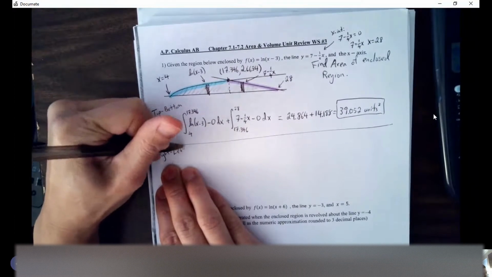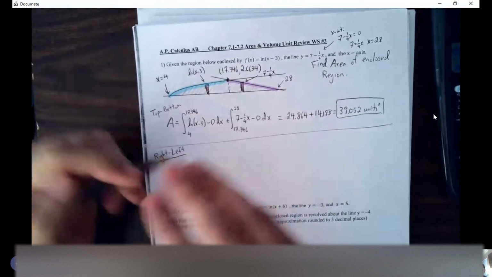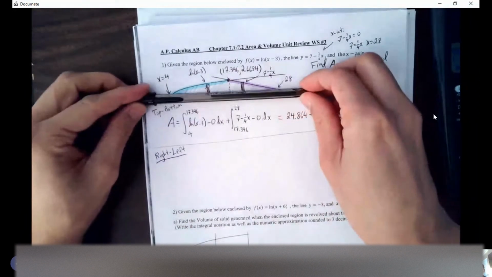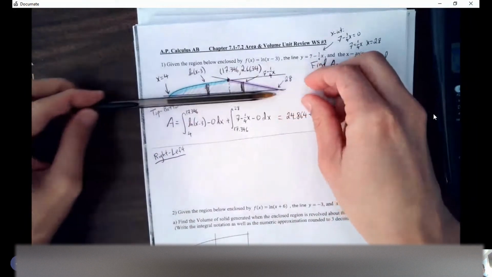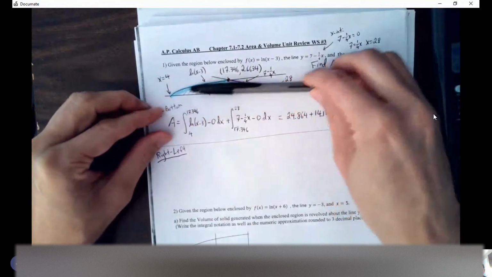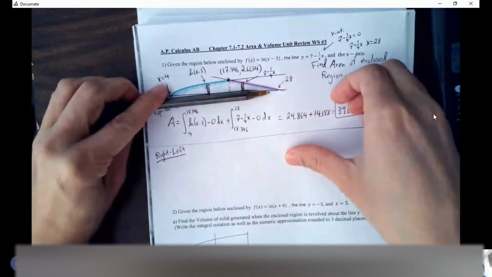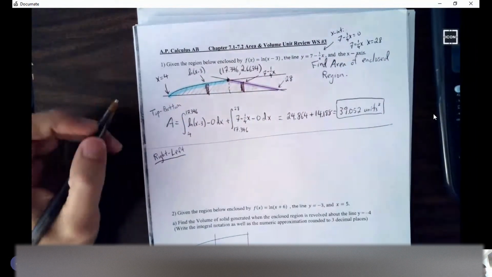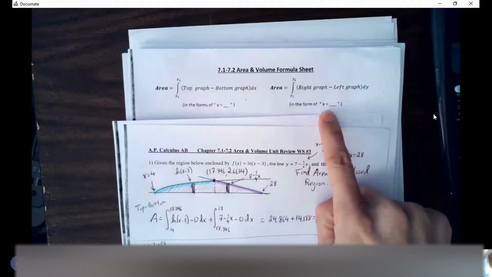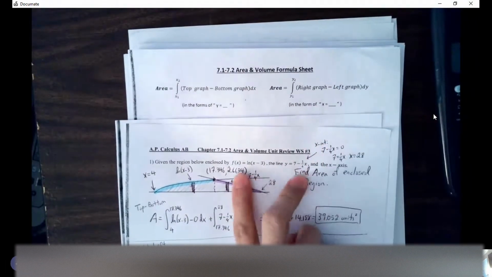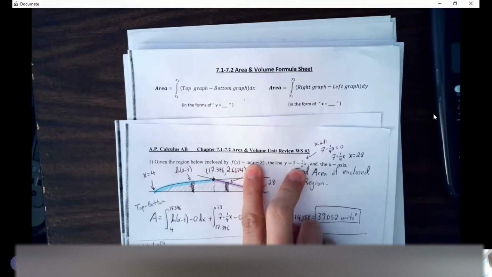Now, if we do right minus left, we only need one integral, because if I do horizontal rectangles, my left endpoint of every rectangle is hitting the same curve. My right endpoint is hitting the same curve all the way through, so I have consistency there. But I need to adjust my equations, right? If we do right minus left, every equation that we're using has to be in the form of x equals. We can't just rely on these functions. These are perfect for top minus bottom, but these are not quite set for right minus left. So we have to adjust our equations.